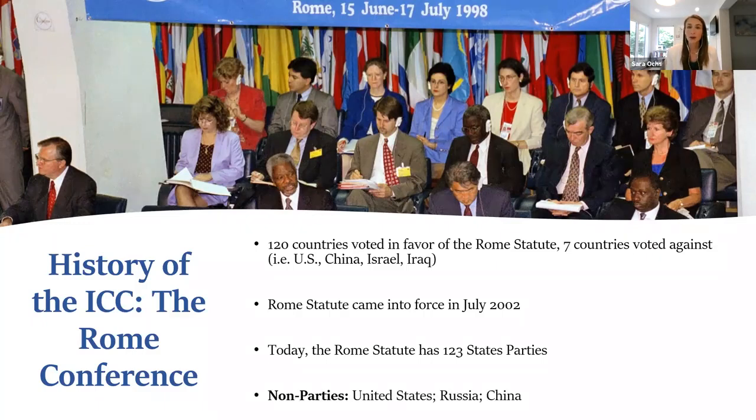Most notably, however, as we'll get to later, are the countries who did not join the Rome Statute. And these include really heavy hitters on the geopolitical stage, the United States, Russia, and China, which was a huge blow to the ICC from the beginning.